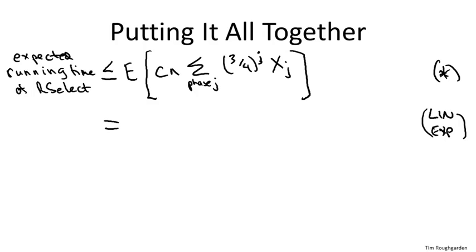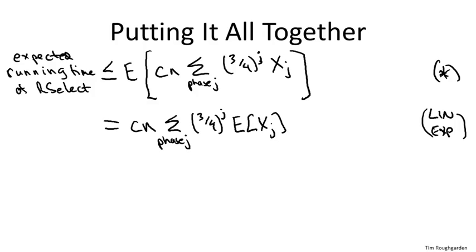Like I said earlier, pretty much every time we analyze a randomized process, we're going to wind up using linearity of expectation at some point. Here's where we do it. Linearity of expectation says the expectation of a sum is just the sum of the expectations. So we yank the c and the n outside of the expectation. We yank this sum over phases outside of the expectation. We yank this 3/4 raised to the j outside of the expectation, and then we just have the expected value of Xj, the average number of recursive calls we expect to see in phase j.